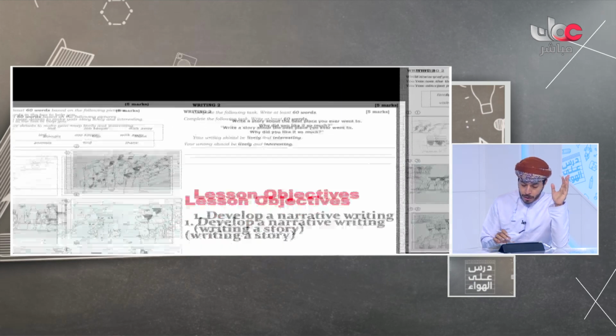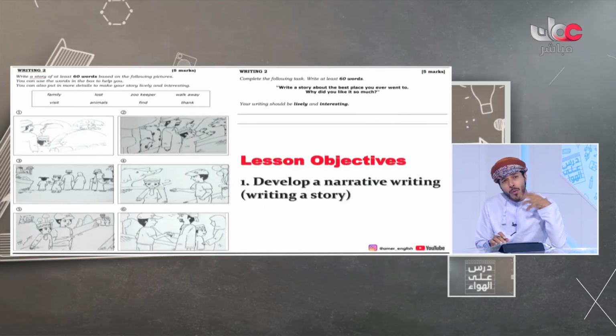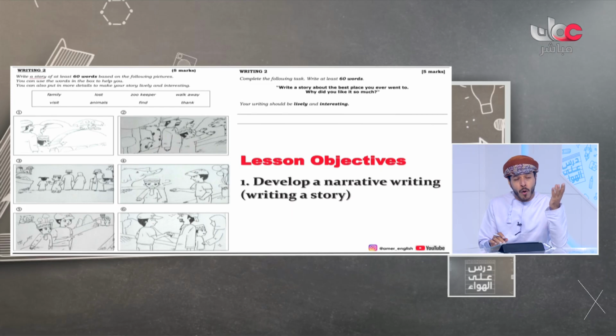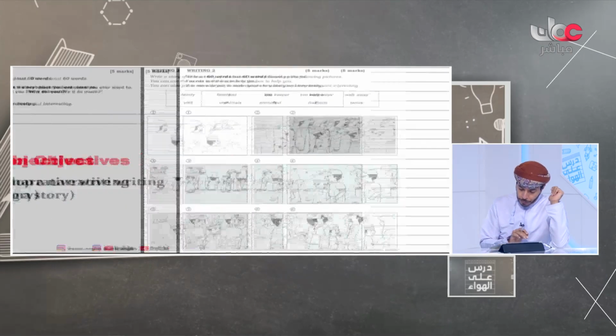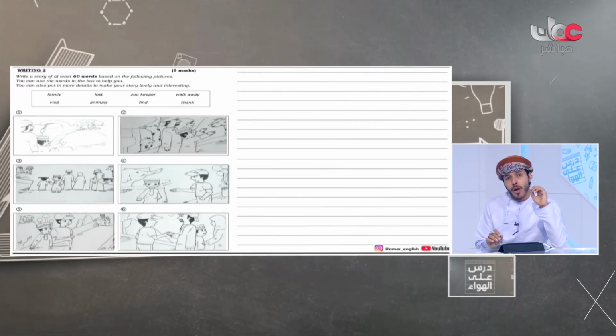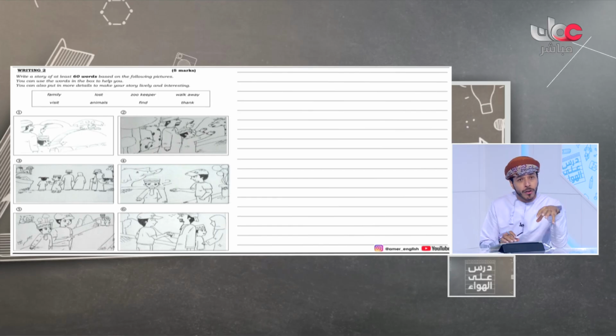Good. But the question is, how can I develop a story based on pictures or based on a situation like this? First of all, what you should know in writing stories, especially for the pictures, for this question that we have here, you need to read the instructions carefully. And this is very important.